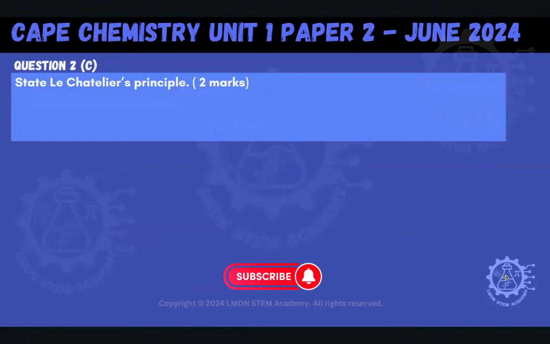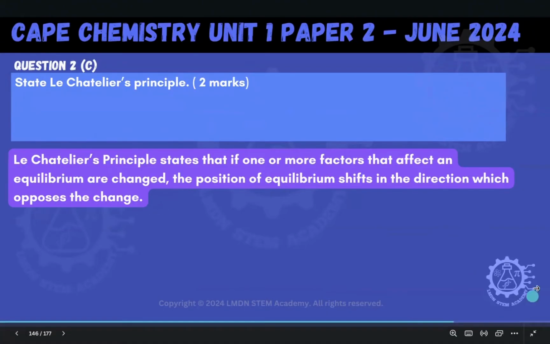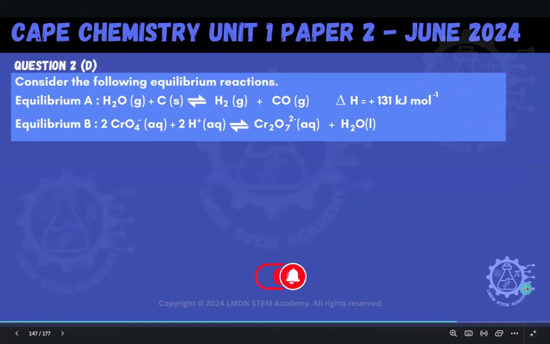So 2 part C says state Le Chatelier's principle. So Le Chatelier's principle states that if one or more factors that affect an equilibrium are changed, the position of equilibrium shifts in the direction which opposes the change. Okay? All right. So that's Le Chatelier's principle for 2 marks.